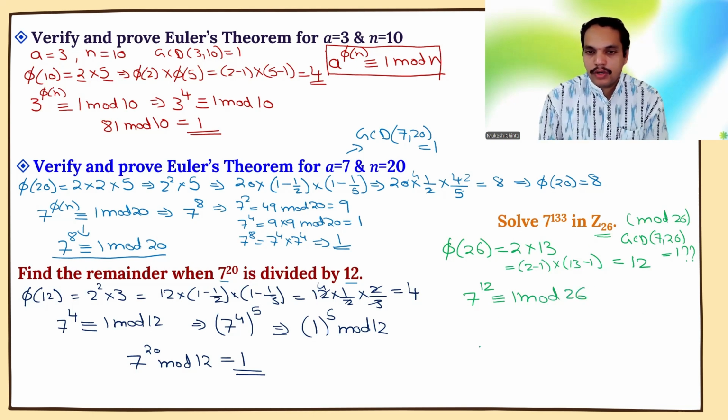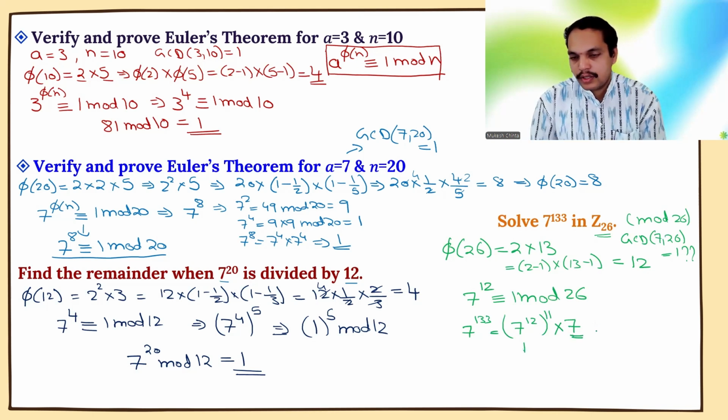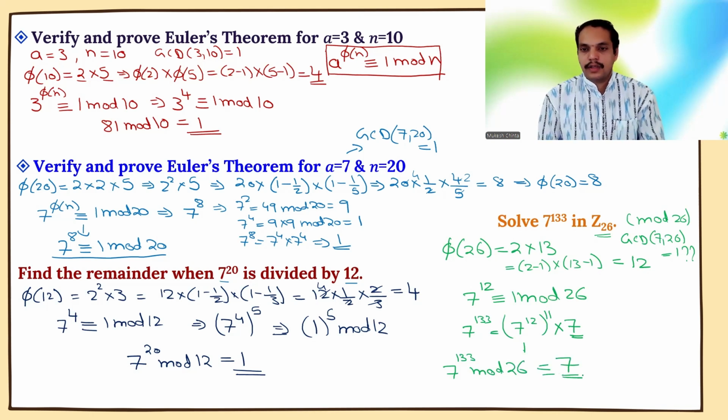Now it all comes down to how you write the 133. Which I can write down as 7 power 12, 12 tens are 120, 12 11s are 132. So 11 into 7 power 12 is equal to 1, so which gives me 7. So 7 power 133 mod 26 gives me a remainder of 7. This is congruent to 7. So this is your final answer.